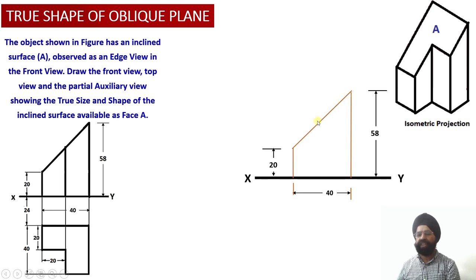Having drawn this edge view, I also know that the width of this portion of the solid is equal to 20 millimeter. So this portion of the solid measures 20 millimeter. I am going to mark this distance of 20 millimeter, and the corresponding vertical height of the middle edge will be obtained as per the construction over here.